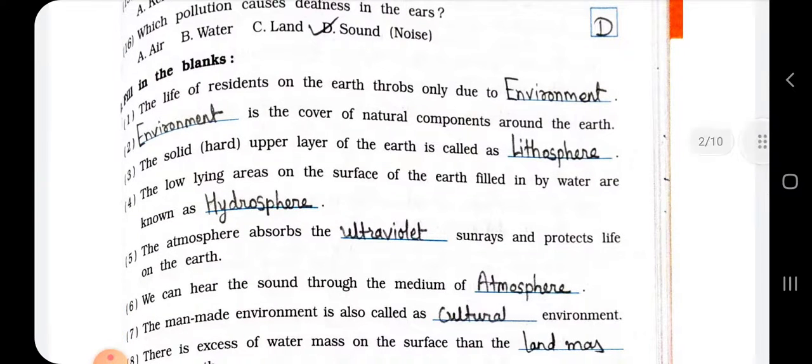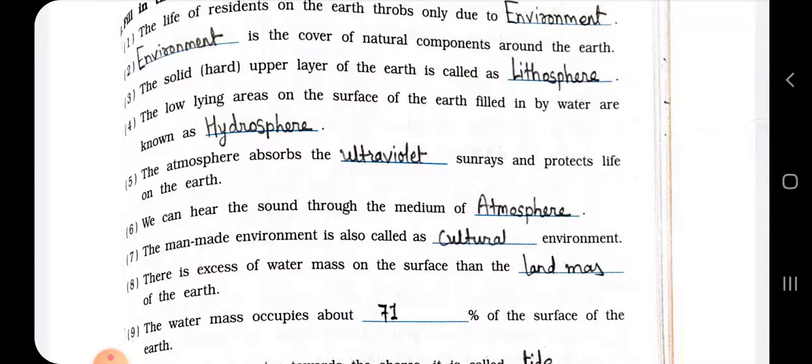Fill in the blanks. The life of the residents of the earth throbs only due to environment. Answer is environment. The environment is the cover of natural components around the earth. The solid, meaning hard, upper layer of the earth is called lithosphere. The low lying areas on the surface of the earth filled in by water are known as hydrosphere.